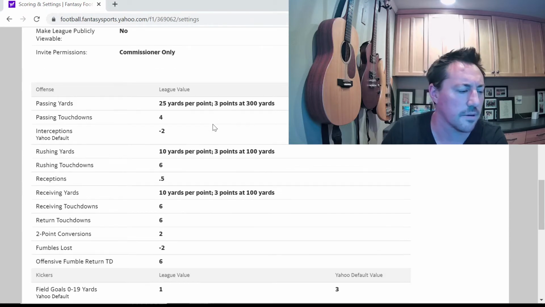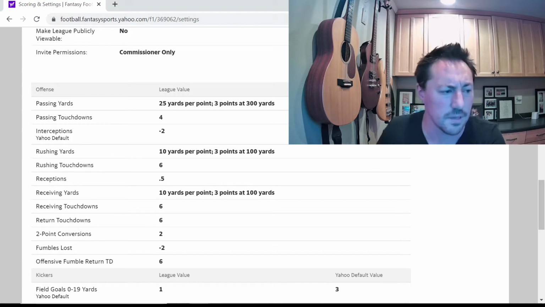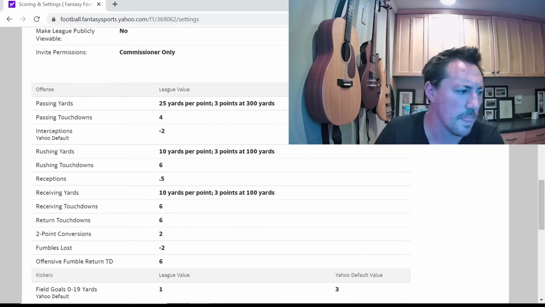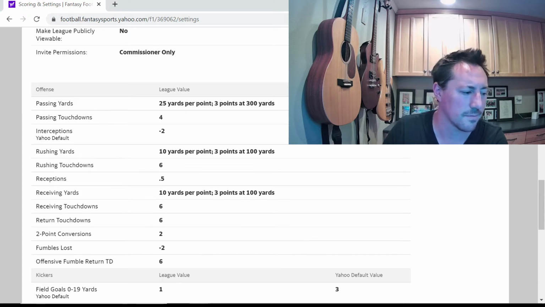But what you want to look at are the points. So in this league, passing touchdowns, which I think is standard, it actually shows you the standard, the Yahoo default. If it's different than the Yahoo default, it'll show you over here. So interceptions is -2, so you want a quarterback who doesn't throw interceptions if possible. The Yahoo default is -1.